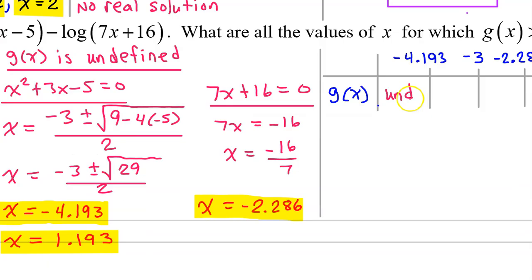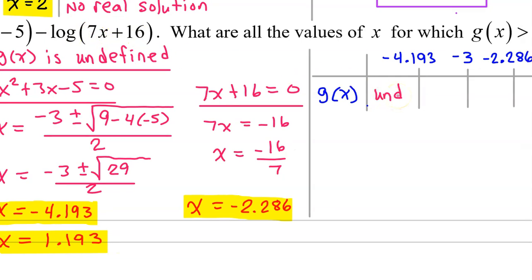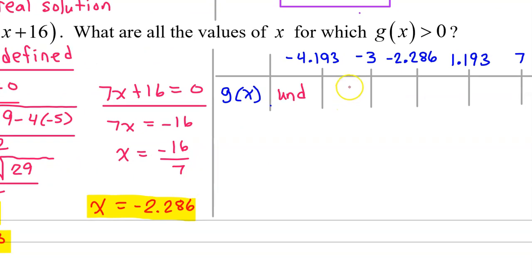Let's see why. G of x is undefined in this interval because, for example, when we plug in -5 right here, 7 times -5 is -35. -35 plus 16 is a negative number, and you can't take the log of a negative number. That's why g of x is undefined. So let's use another test value between -3 and -4.193. -4 will work.